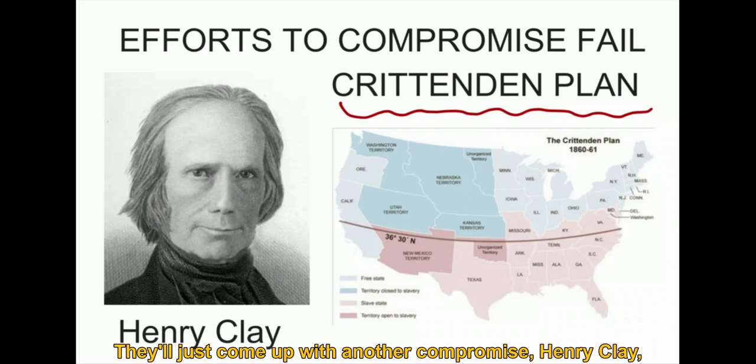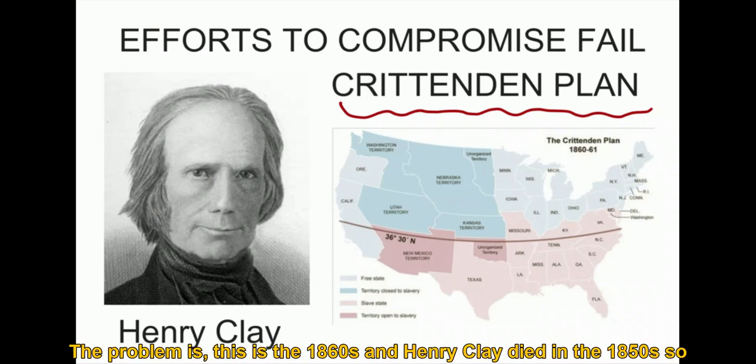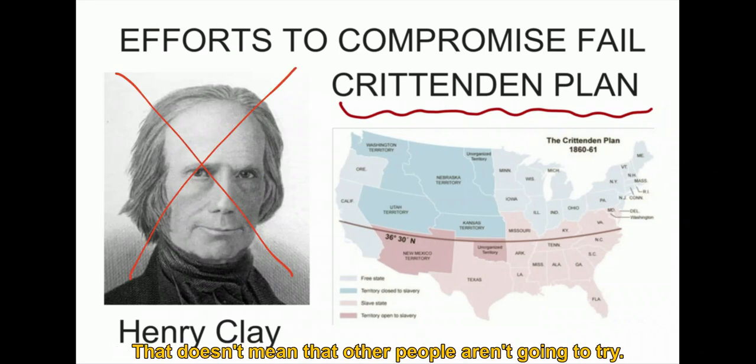So you're probably thinking, hey, no problem. They'll just come up with another compromise. Shoot, Henry Clay, he's come up with a bunch of compromises in the past. He'll probably just come up with another one. The problem is, this is the 1860s, and Henry Clay died in the 1850s. So Henry Clay is not going to be around to solve this problem. That doesn't mean that other people aren't going to try.